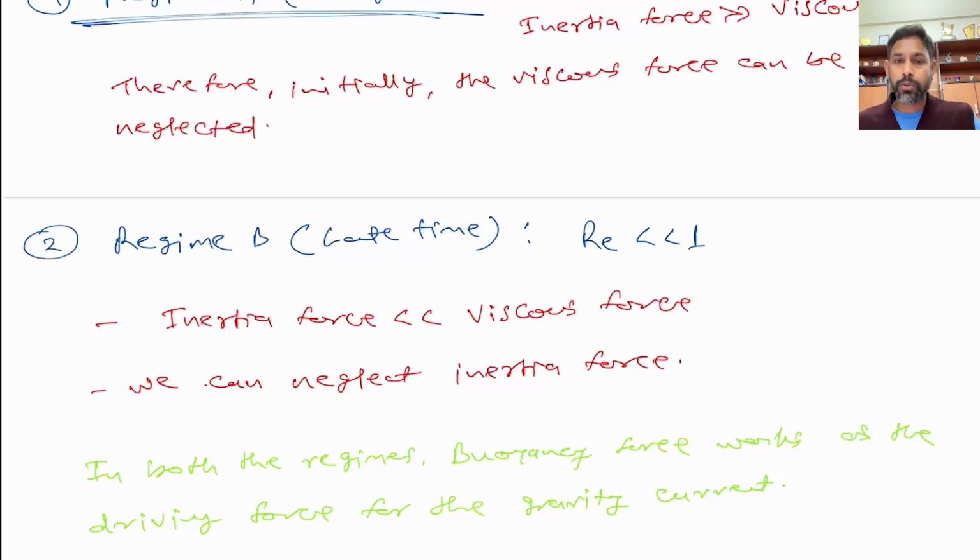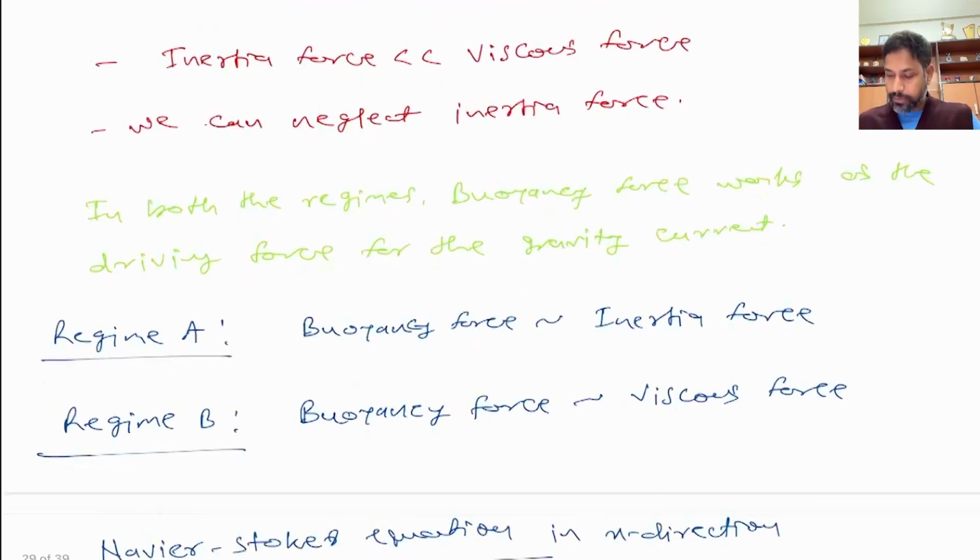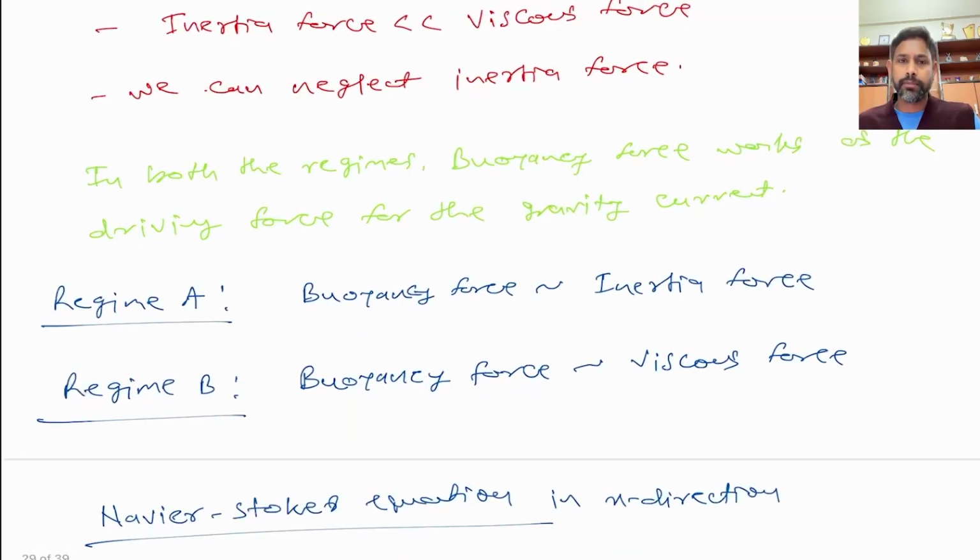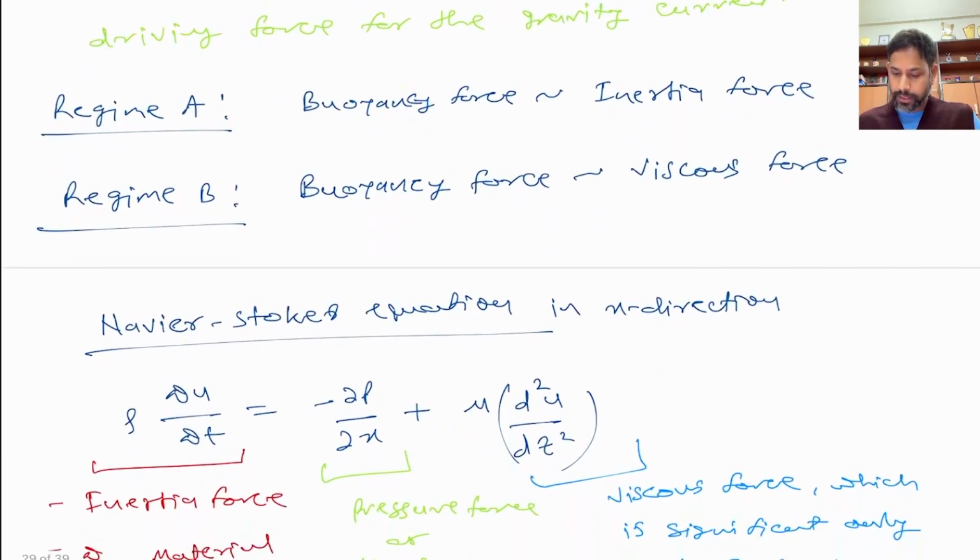So when it becomes slower, your viscous force becomes dominant, much greater than the inertia force, and in that case we neglect the inertia force and consider the viscous force, right? And buoyancy force is there all the time because that is driving the current, and that is why in regime 1, that is early time, your buoyancy force is balanced by the inertia force. In regime 2, buoyancy force is balanced by the viscous force.